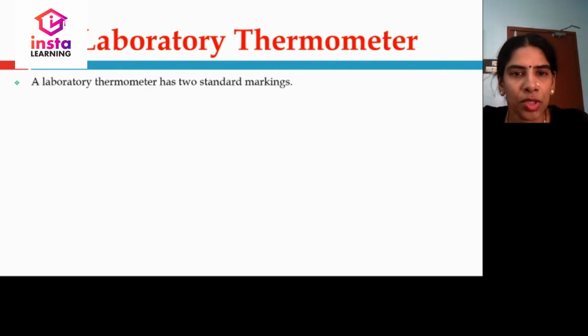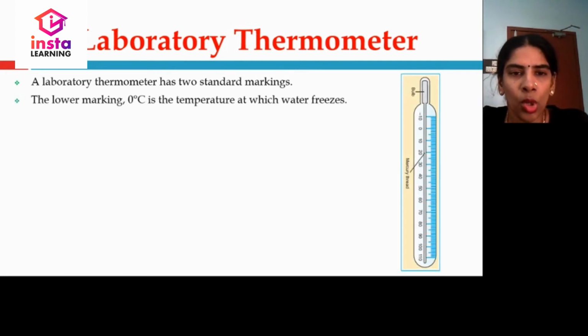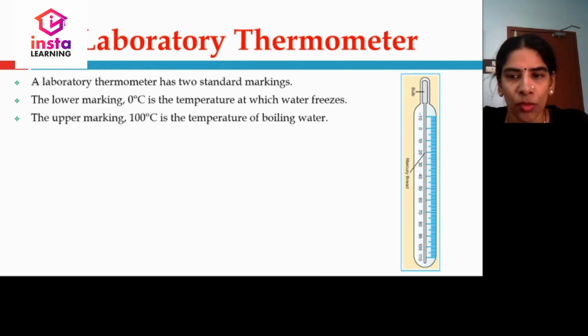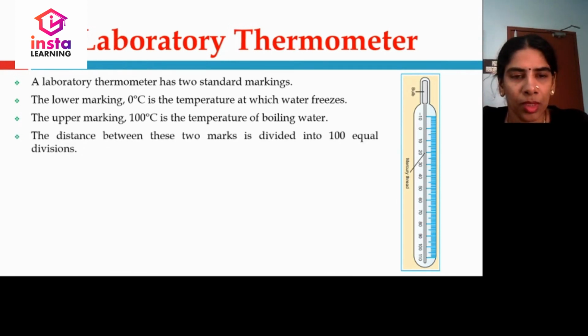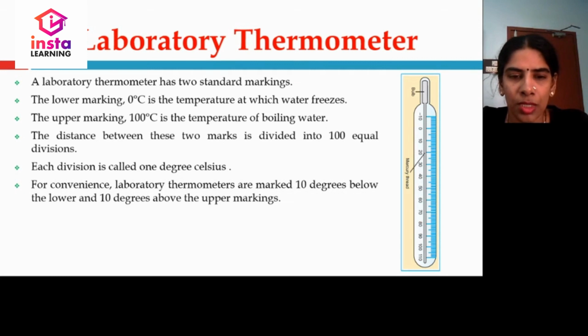A laboratory thermometer has two standard markings. The lower marking is 0 degrees, at which water freezes, and the upper marking is 100 degrees, to measure the temperature of boiling water. The distance between these two marks is divided into 100 equal divisions. Each division is called 1 degree Celsius. For convenience, laboratory thermometers are marked 10 degrees below the lower and 10 degrees above the upper markings.